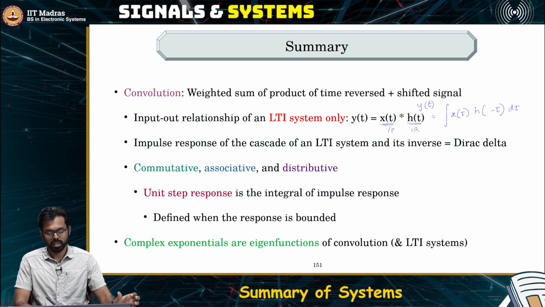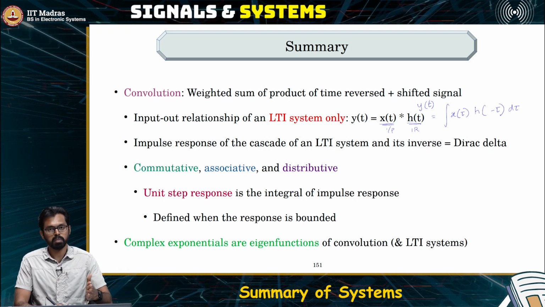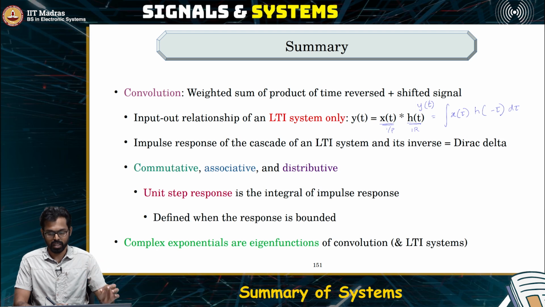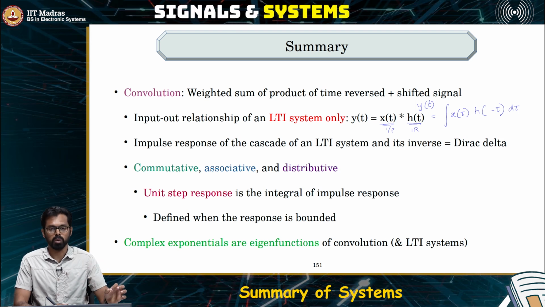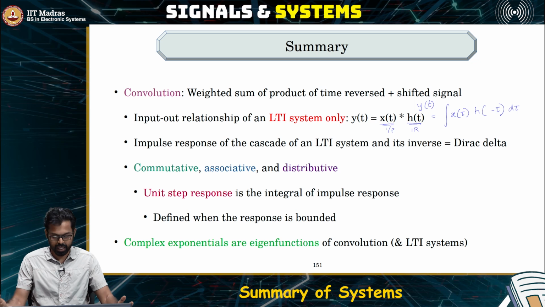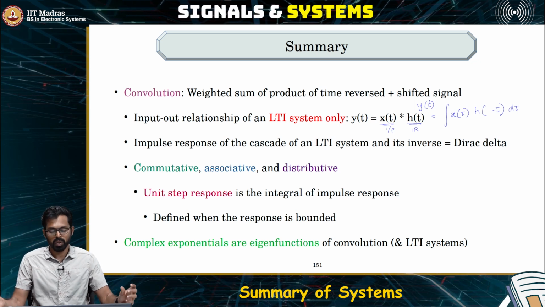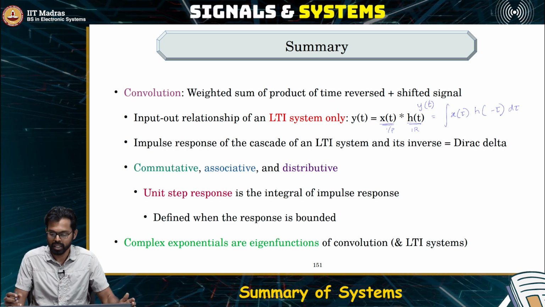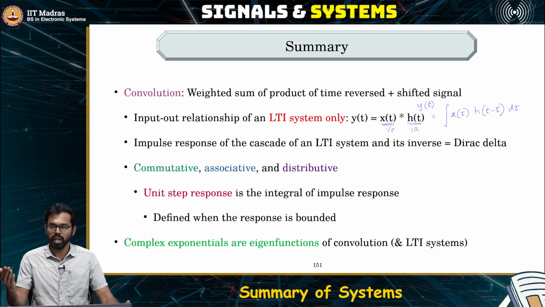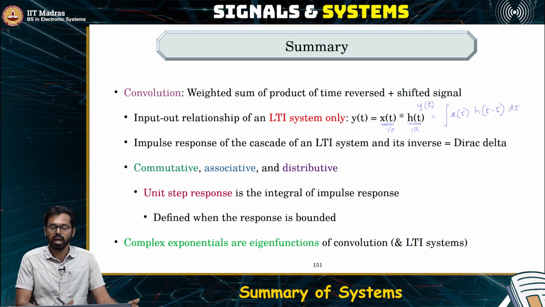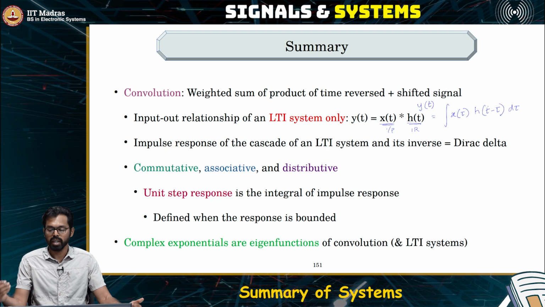You time reverse the signal h of t, shift it by the amount t where you want to find the output. So if you want to find the output at 10 seconds, let's say, then you time reverse the impulse response and shift it by 10, then multiply that with the input and then compute the area of this product.